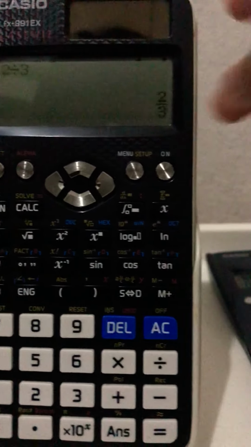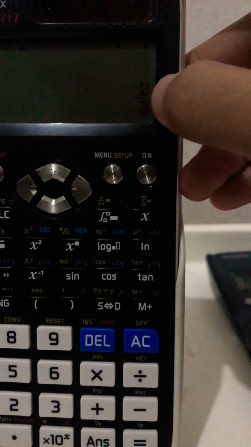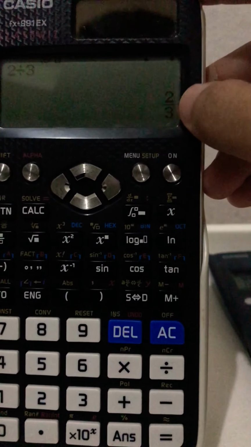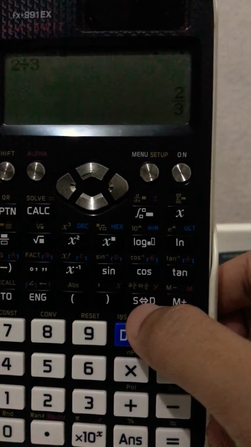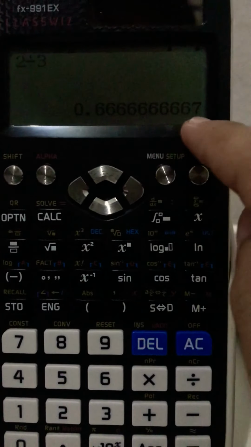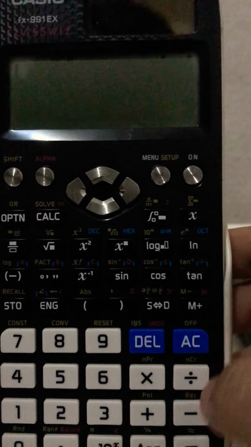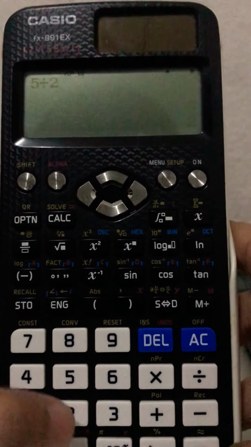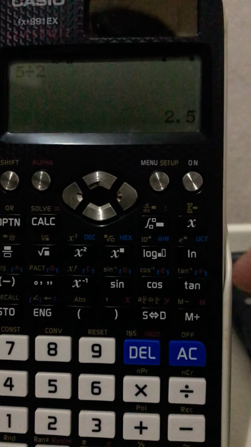So if we have a fraction but we prefer this time the decimal, in class we just have to press this key, standard to decimal, and 2/3 would become 0.6666 until 7. What if we have something like 5/2? 5/2 in decimal is 2.5.